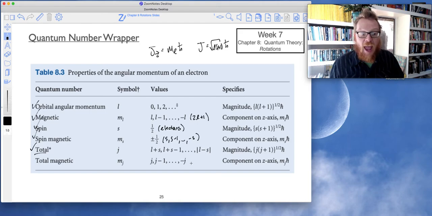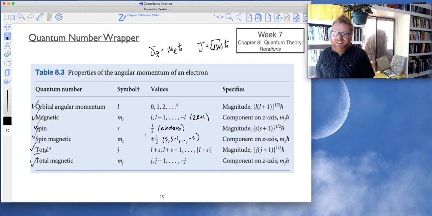Okay? And so just like the other pairs of quantum numbers, the total magnetic quantum number is given by mj. That's given as the component on the z-axis, mj h bar. And of course, just like mL goes from L to L minus 1 all the way to minus L with 2L plus 1 values, right?